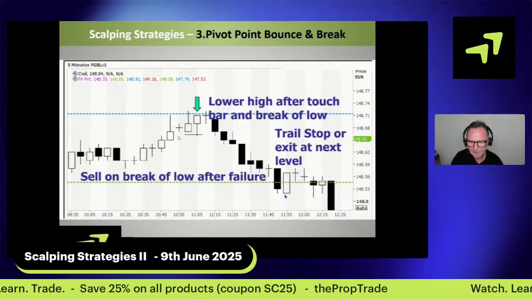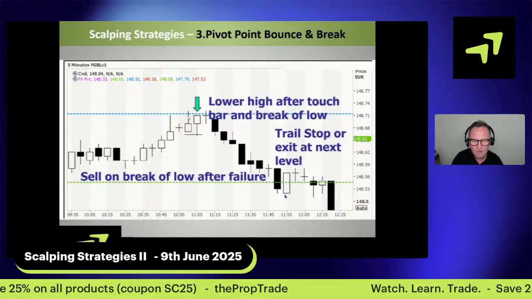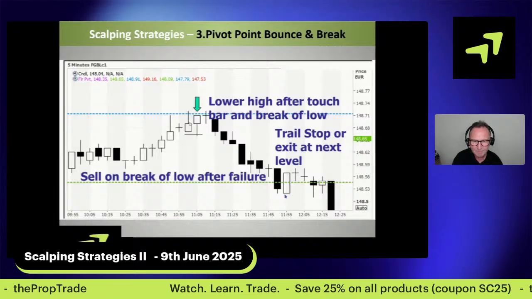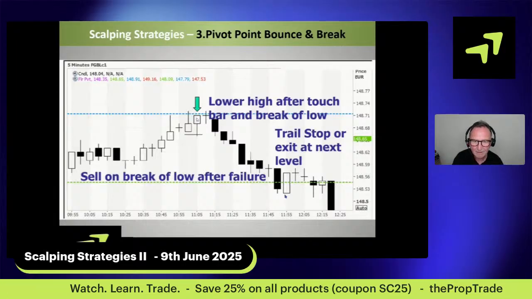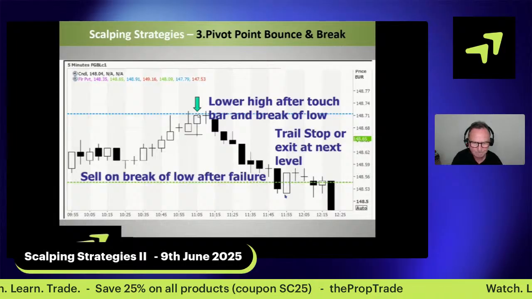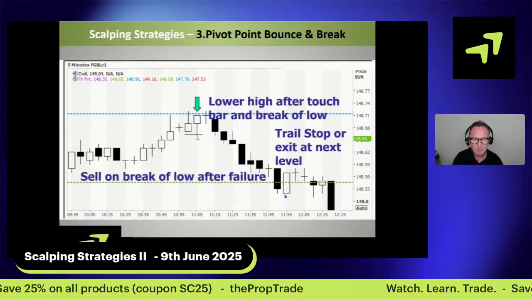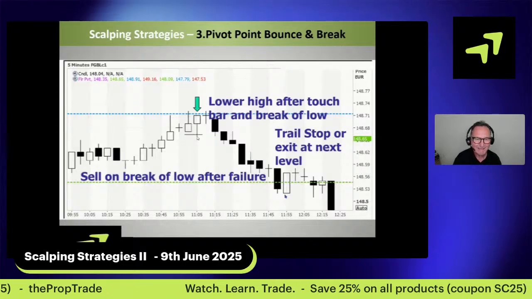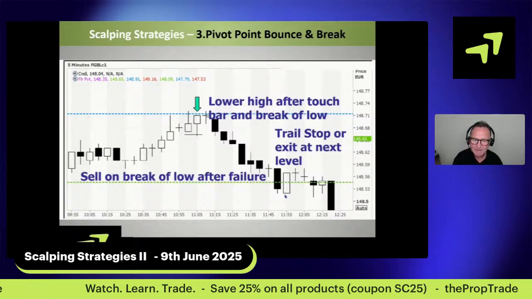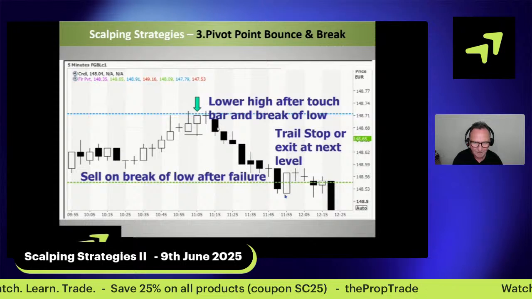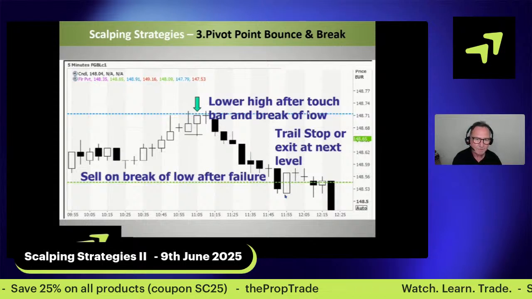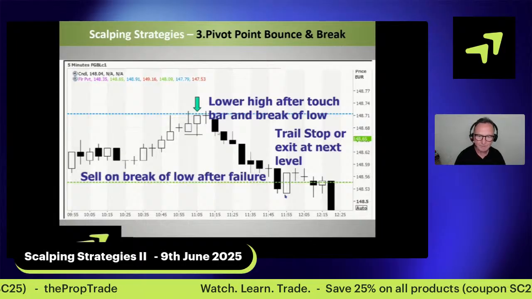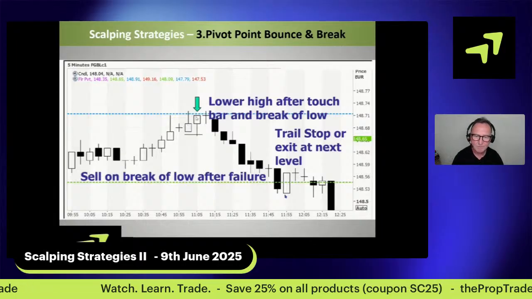So let's do this again. We first touch the line in question, we make a high. The subsequent candle fails to make a new high, but it does plot a new low. So we're looking to sell this at this resistance level, which happens to be our pivot point, and we get in here. So the low high after the touch of the bar and the break of the low. We sell on the break of the low after the failure. So that's the failure to continue to move higher.